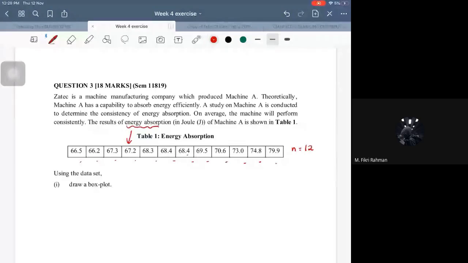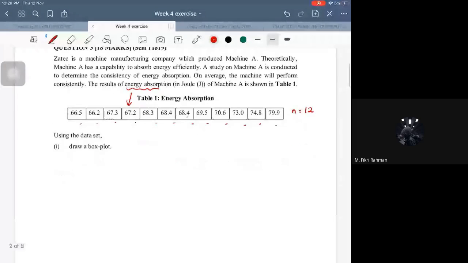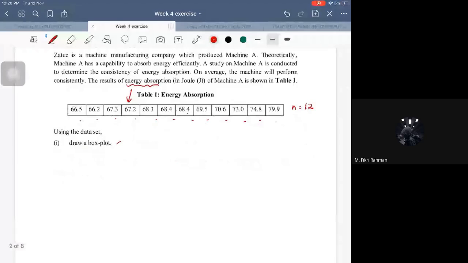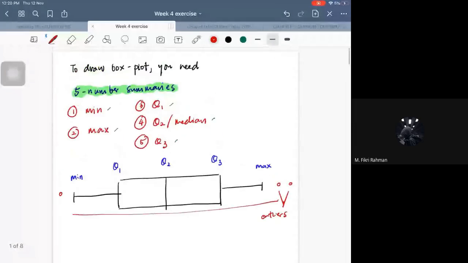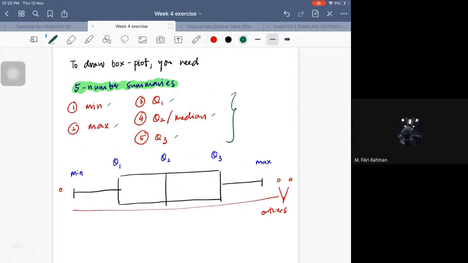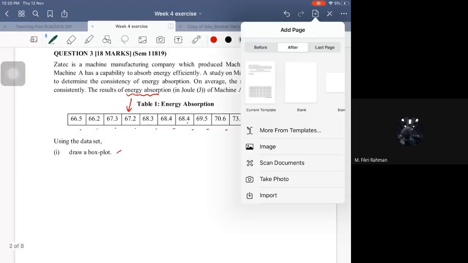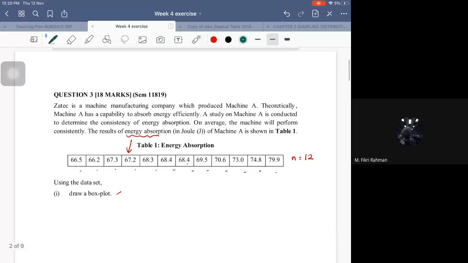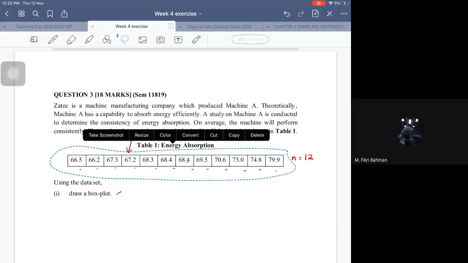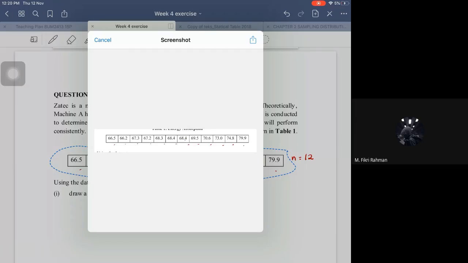Okay, it says over here, using the data set, what we're going to do is draw a box plot. As I have mentioned to you before, the first thing we have to do before we draw a box plot is find all the 5 number summaries. And what are the 5 number summaries? They are all these numbers right here: minimum value, maximum, quartile 1, quartile 2, and also quartile 3. Let me add a page after this so we can do the calculation, and let me copy this as well. Let's take a screenshot and copy that.